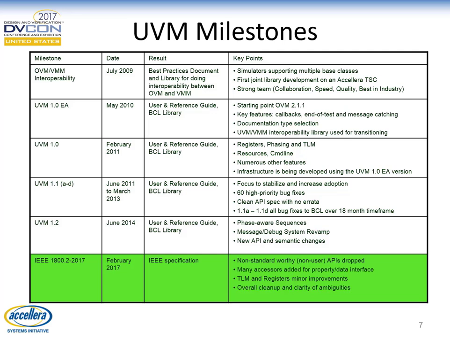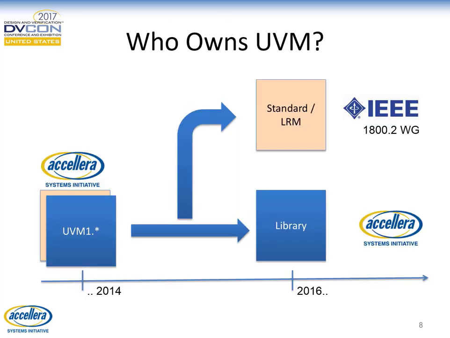This is 1800.2. It says February, that's when it was approved, so it's going to be released here in the March timeframe. And everyone also is curious about who owns what. When we started having these discussions 2+ years ago about what to do with the UVM specification and the implementation, these were all discussions we had from within Accellera. So we tried to figure out, through the many discussions we had, who's going to own the specification long term.